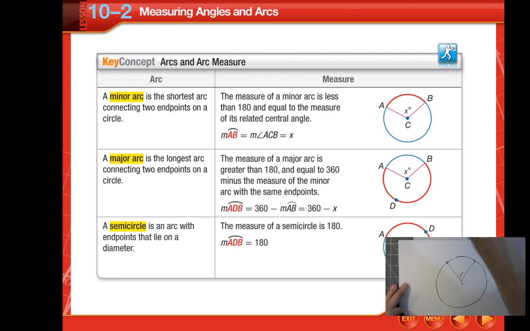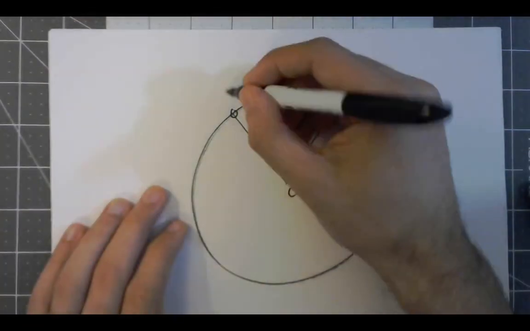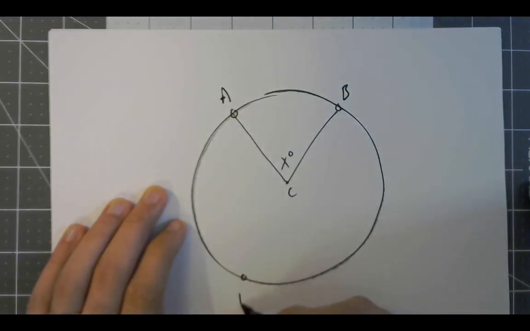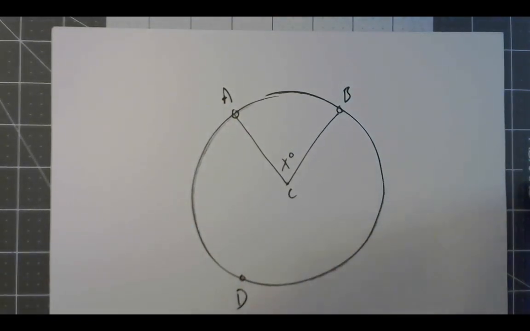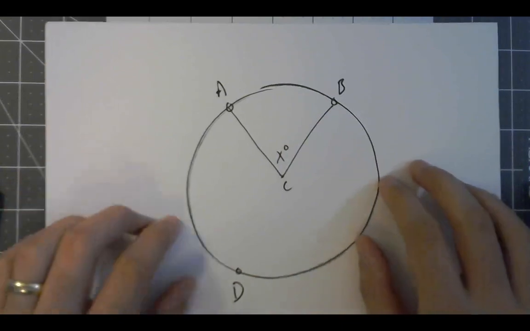And then let's go back to here. So we just look at the diagram for a second. We have C, we'll have A, B, and then let's put a point over here, D. So we have a circle with a couple points and an angle. We don't know what this is. It doesn't really matter at this point, but we have really two ways to talk about this.